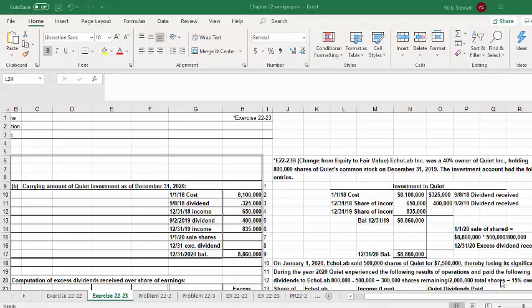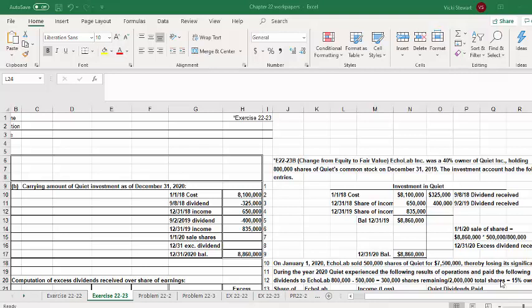This is a demonstration of exercise 2223B, change from equity to fair value. Ecolab Inc. was a 40% owner of Quiet Inc., holding 800,000 shares of Quiet's common stock on December 31st, 2019.